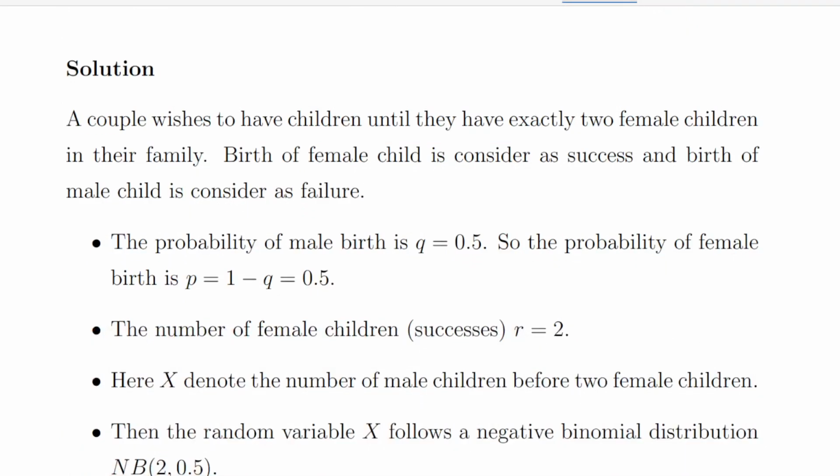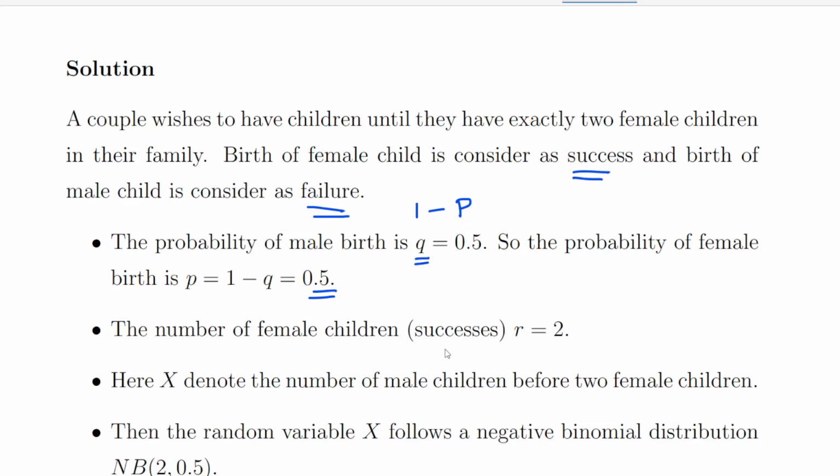So, solution. A couple wishes to have children until they have exactly 2 female children in their family. The birth of a female child is considered a success, and the birth of a male child is considered a failure, which is very tough going to here. But anyway, again, it's just Bernoulli trials and terminology. The probability of a male birth is 1 minus p, which is also known as q, and that is 0.5. And the probability of a female birth is also 0.5. Okay, so p is equal to 0.5. 1 minus p is also 0.5.